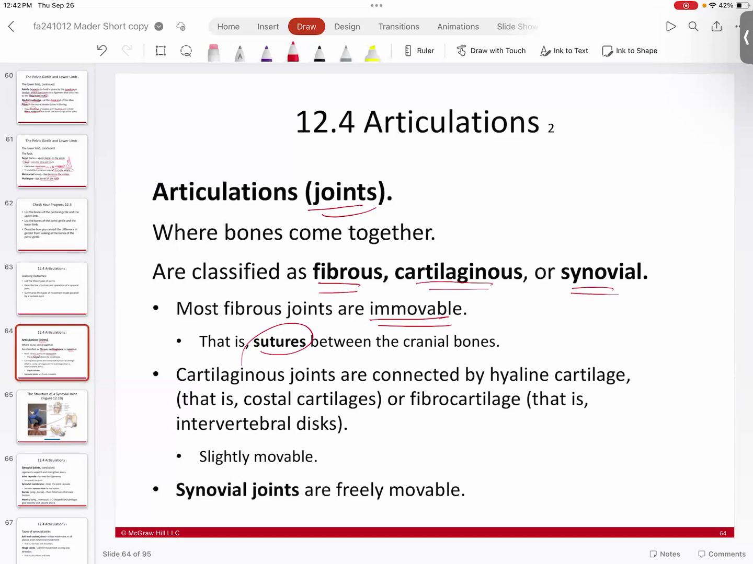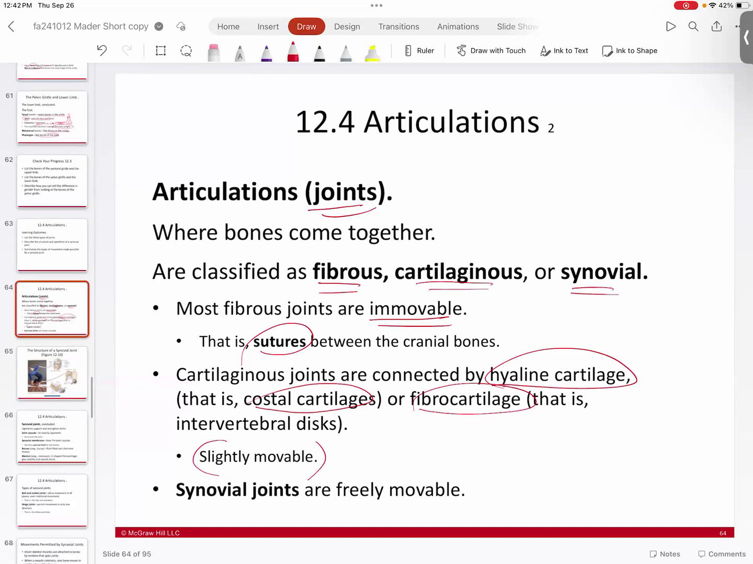Cartilaginous joints are usually connected by hyaline cartilage, like costal cartilage connecting your ribs, or fibrocartilage, for instance in your vertebral discs. These might have some movement, but not a lot. These aren't designed to really move. And the synovial joints are the movable ones. These are basically the dominant ones for ambulation.